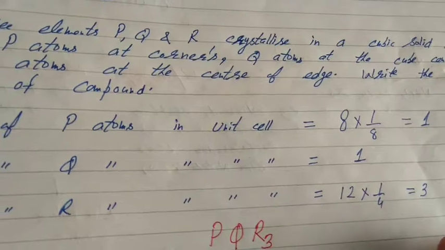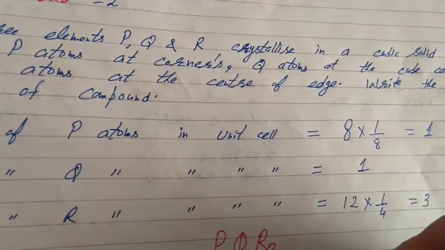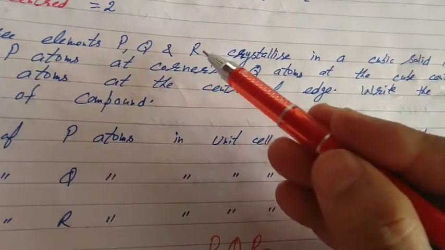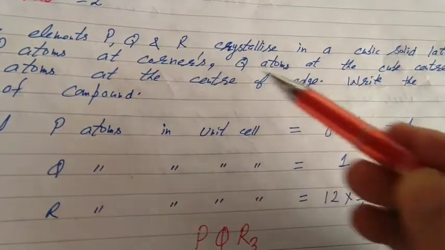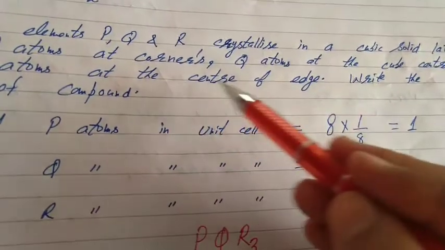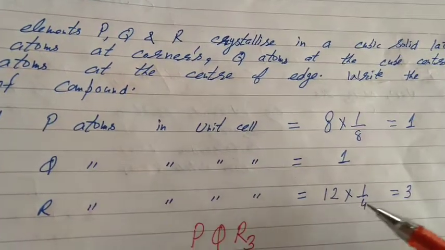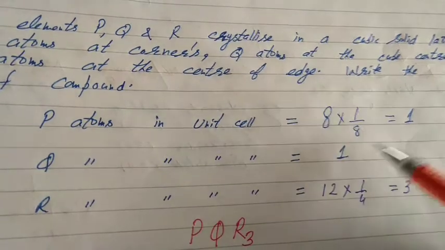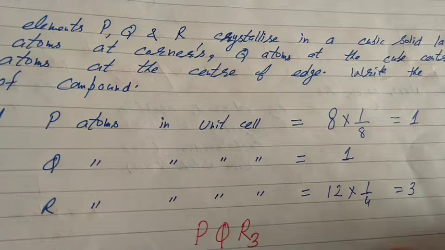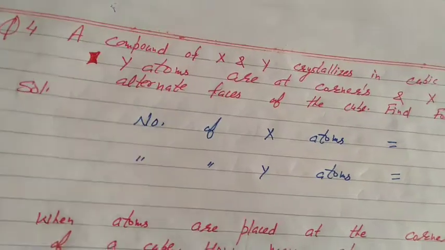Again, students, the first step is to determine the number of particles, number of elements: P in unit cell, Q in unit cell and R in unit cell. According to the statement, corner: 8 into 1 by 8. Q at center, direct 1. R at edges: 12 into 1 by 4. We got 3. Make a simple whole number ratio and put these values on the lower right hand side of the symbol. You will get your answer. After this, students, next question.